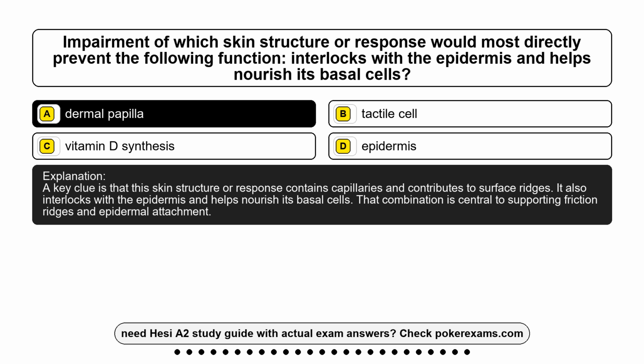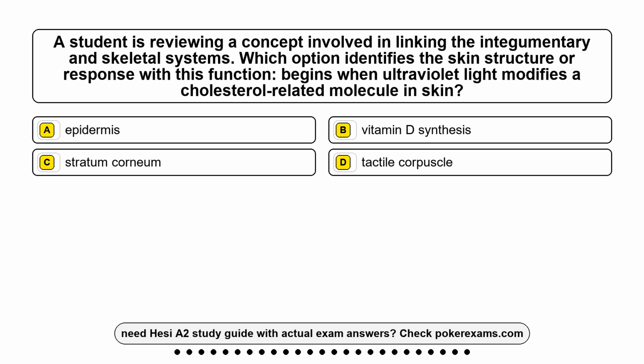It also interlocks with the epidermis and helps nourish its basal cells. That combination is central to supporting friction ridges and epidermal attachment. Question 18. A student is reviewing a concept involved in linking the integumentary and skeletal systems. Which option identifies the skin structure or response with this function? Begins when ultraviolet light modifies a cholesterol-related molecule in skin?